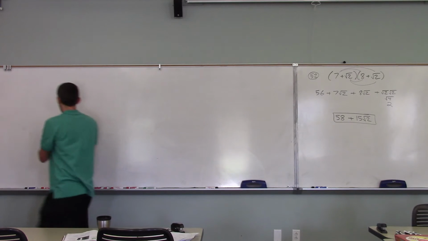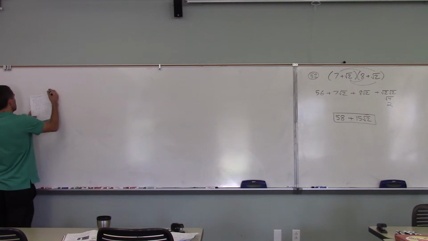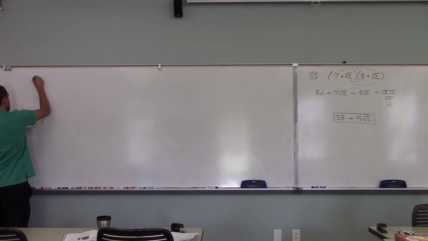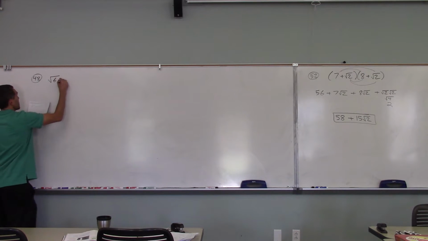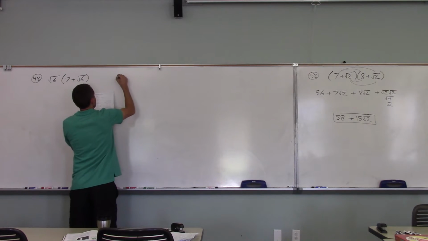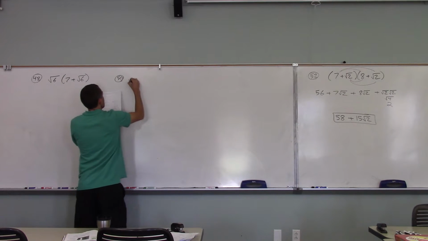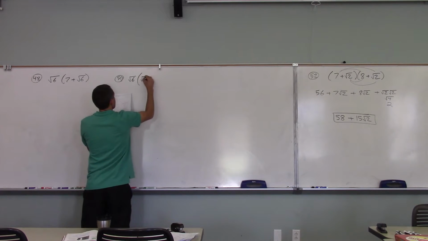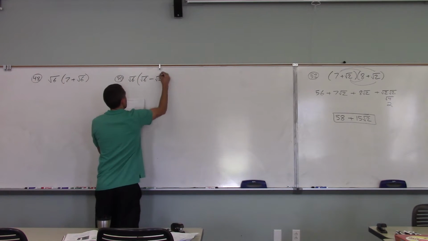I'm going to add 4 problems on the board, and I'm going to have you guys come and do them, and that'll be the end. So we got 48, here's root 6 times 7 plus root 6. 50 is root 6 times root 6 minus root 2.